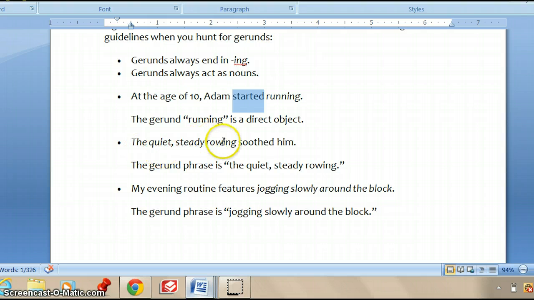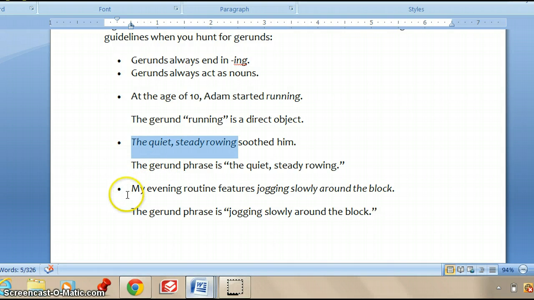The quiet, steady rowing soothed him. Here, the quiet, steady rowing is the gerund phrase, and it's the noun in the sentence. This is the subject of your sentence, the quiet, steady rowing. And the verb is soothed. So what soothed him? The quiet, steady rowing. That becomes the subject of your sentence. It's a noun. Remember, subjects have to be nouns. Okay, let's look at the last one.